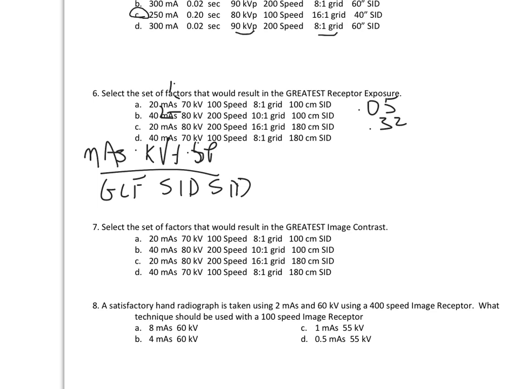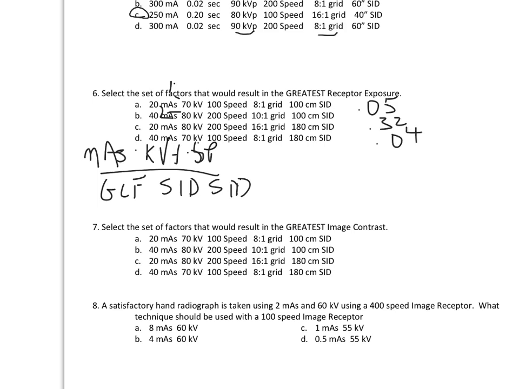Then we'll go to C is 20 MAS times 2 for the kVp times 200 for the speed, divided by 6 for the grid ratio, and then divide by 180, and divide by 180 again for the SID, and we have 0.04.